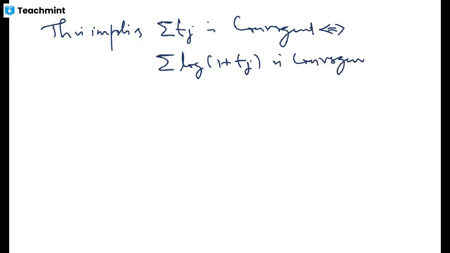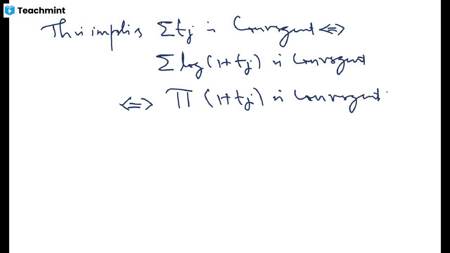But if you remember the definition of convergence of infinite product, then the convergence of this series log 1 plus tj implies that this product of 1 plus tj is convergent. So you do not have to deal with this log series when you are having the terms of the infinite product tj's to be greater than or equal to 0. Is it okay? Or you have anything to say about it?